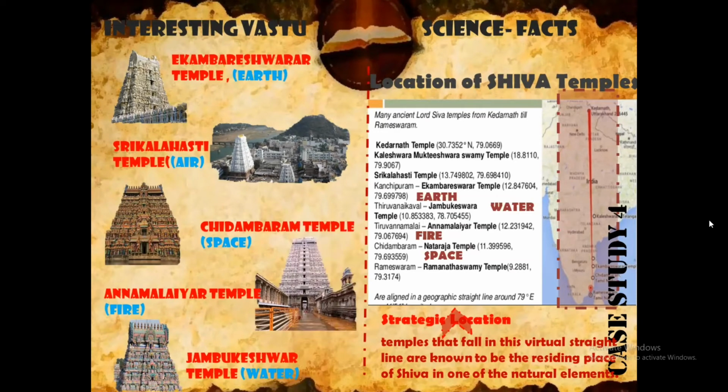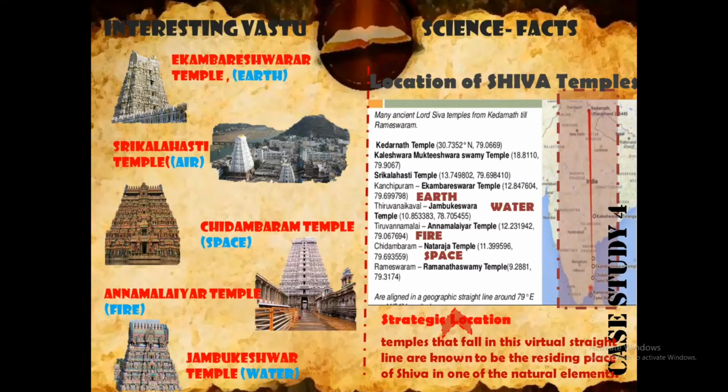Now, let us see some interesting facts about Shiva temples. The Egambareshwara temple in Kanjipuram. Shiva is worshipped in the form of Egambaranatha and it is related to earth. The Jambukeshwara temple in Thiruvanaikaval. Shiva is worshipped in the form of Jambukeshwara and it is related to water. Annamalaya temple in Tiruvannamalai. Shiva is worshipped in the form of Agni Lingam and it is related to fire.